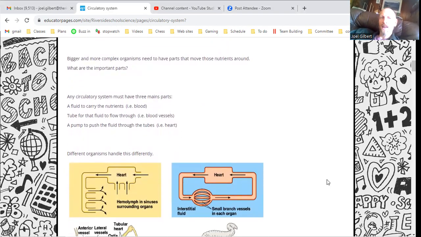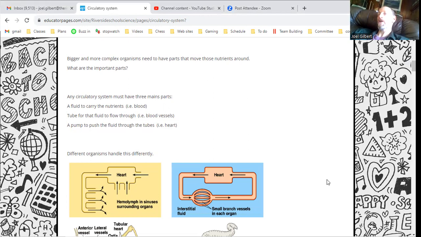That system needs three main parts. It needs a fluid to carry the nutrients, because these nutrients are usually gases or solids. Sugar is not liquid, it's a solid, so you need a fluid to carry it. You need a tube for that fluid to go through, and you need some sort of driving force, some pump. In us, those would be blood vessels and a heart, but in different creatures, it's different things.